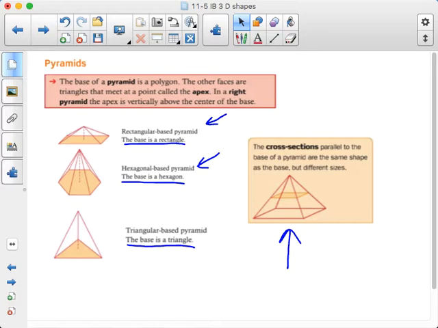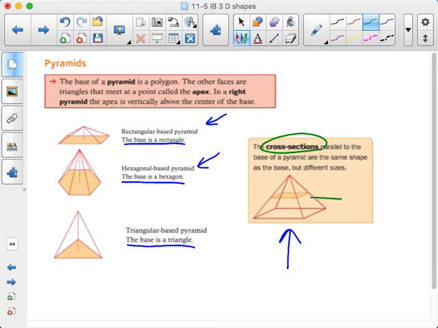What's also important is that the cross-sections parallel to the base of a pyramid are the same shape as the base, but different sizes. A cross-section is when you cut across a shape and look at the section that you get.